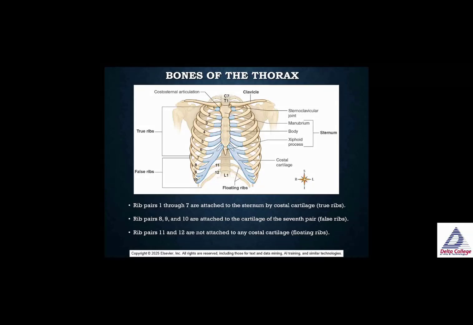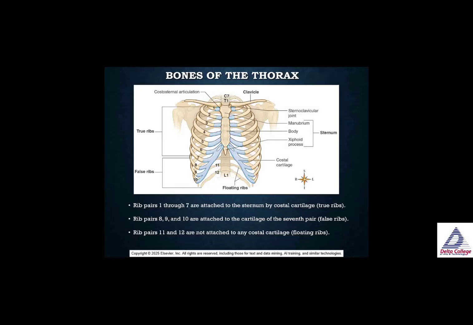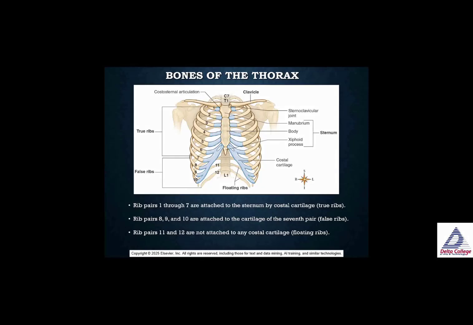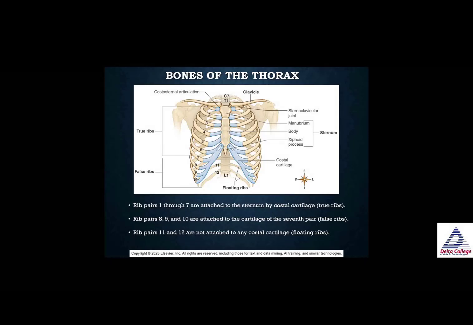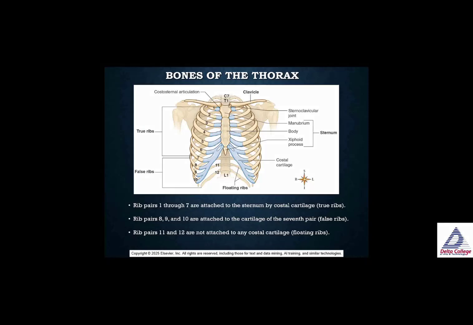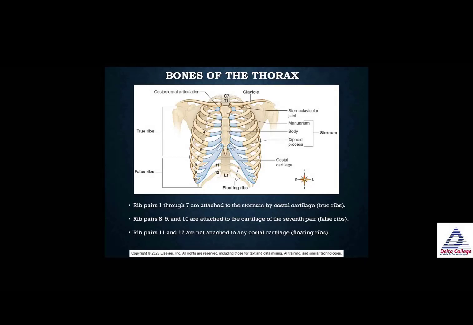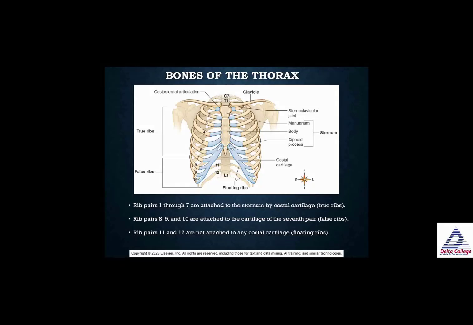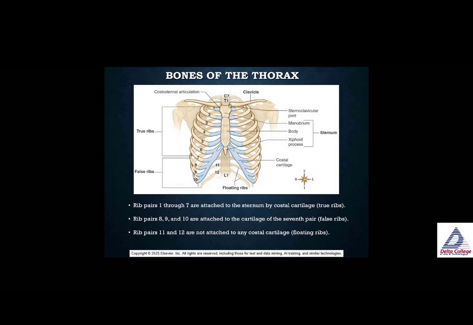Then notice the top, there's your clavicles. And then you see all these ribs. Ribs are talked about in pairs. So even though I say 1 through 7, there's pairs of ribs, right? So I'm not just talking about 7 ribs, we're actually talking about 14 ribs. Rib pairs 1 through 7 are attached to the sternum by costal cartilage, and this makes them true ribs. Therefore, we have 14 true ribs.